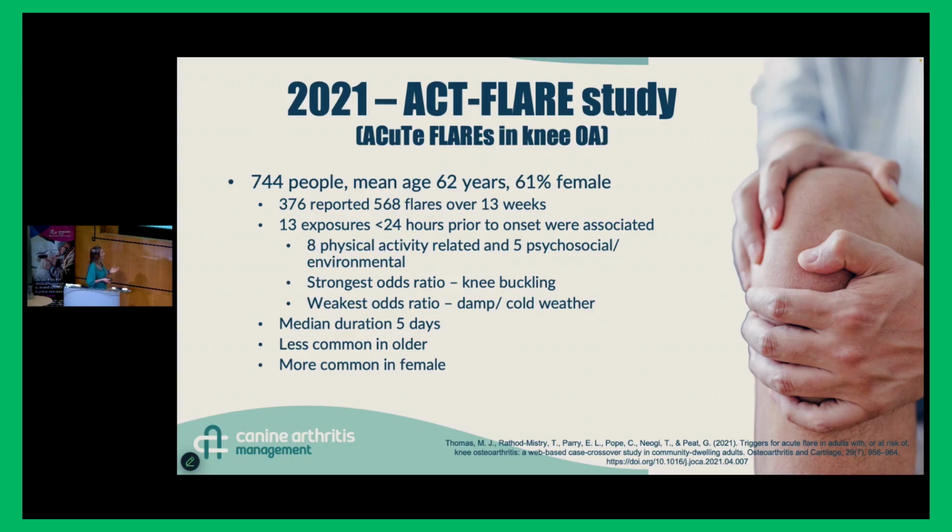So when they actually looked into these 568 flares, they found that they fell into categories: 8 physical related and 5 psychosocial and environmental. And I absolutely adored what Helen just said about a dog that is in pain living in an abusive household surely has to be different to a dog that's in pain living in a very comfortable space, rugs, household. Do we need to be looking at these differently? So just remember the 8 physical activity related.